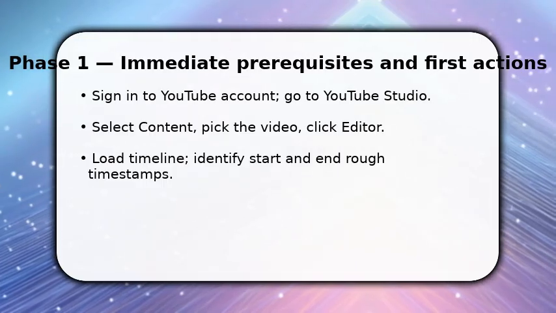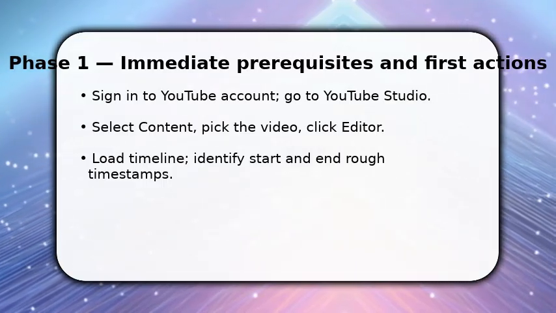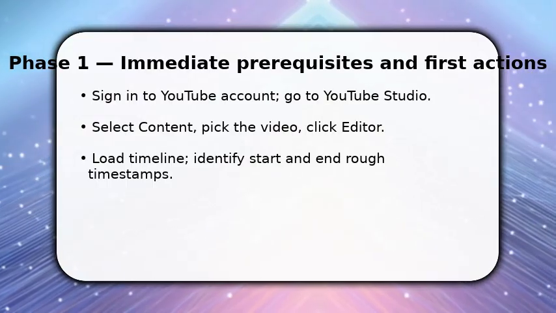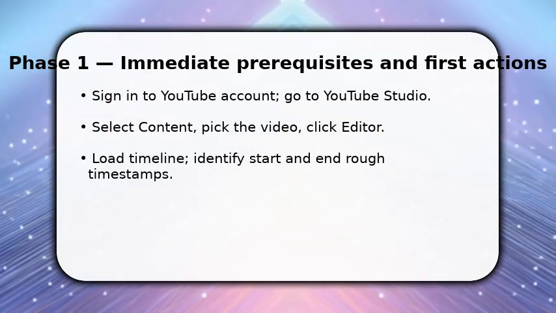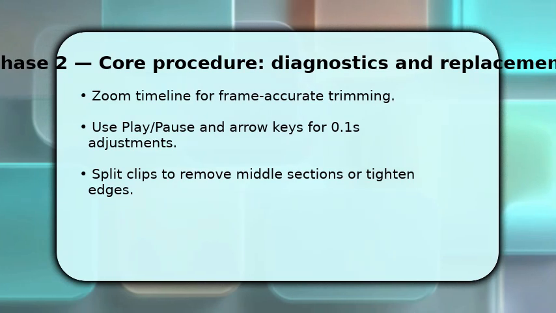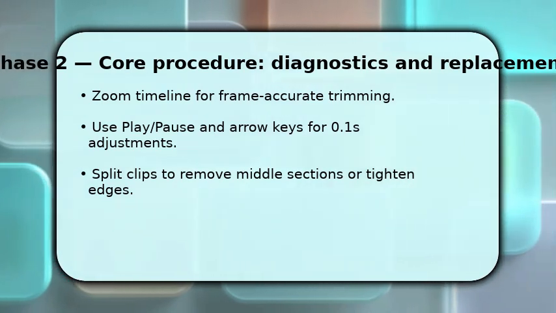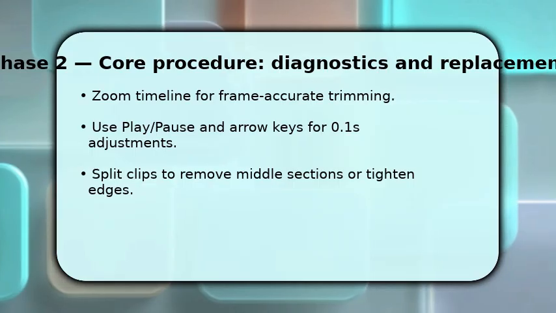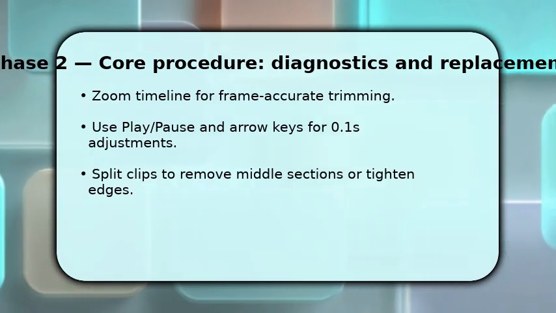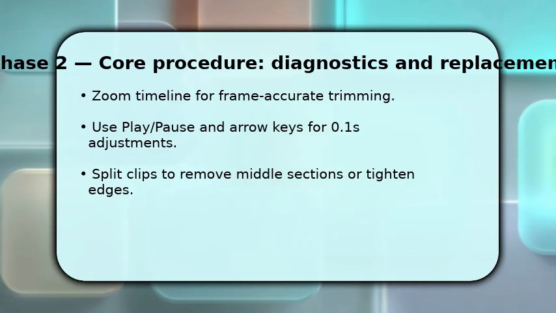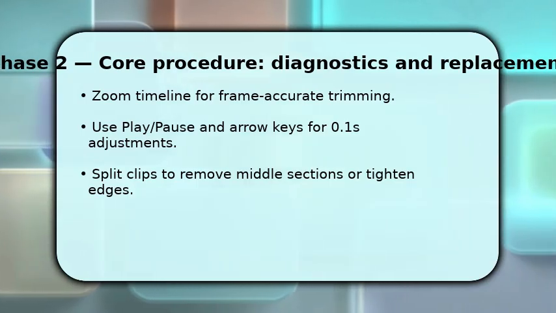Now drag the blue trim handles to a close approximation of the section you want to keep, and pause to check playback so you know you're on the right segment. Once you've set a rough range, zoom the timeline so you can make frame-accurate cuts. This avoids sloppy edits. Use play and pause while watching, then nudge the handles with arrow keys to adjust by small increments, which is crucial for clean speech cuts.